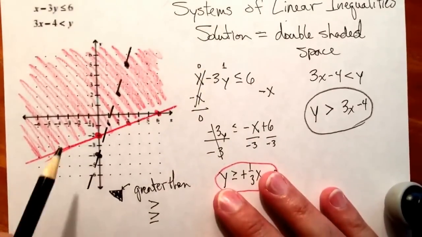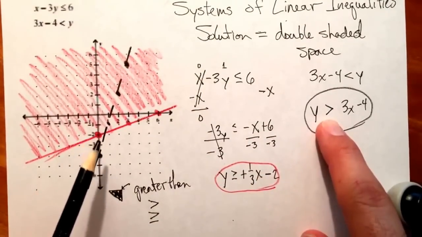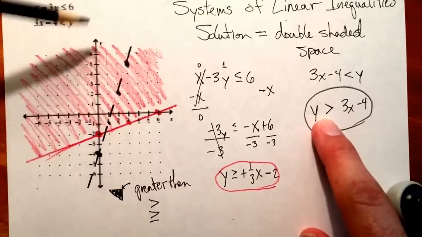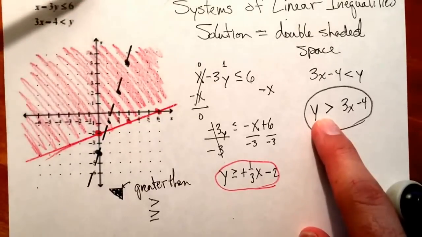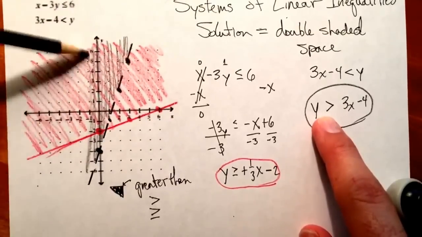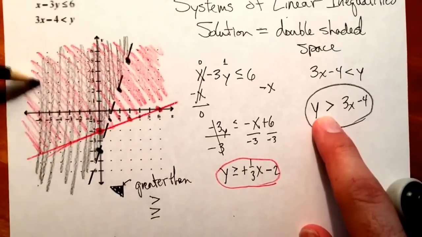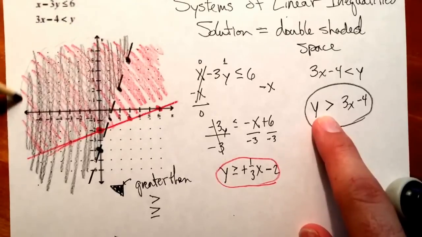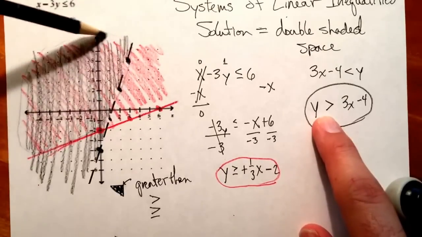Now I've got my dashed line. Is this going to be shaded up or shaded down? Greater than means up. So all of this up here needs to be shaded because it's going up. So all of this is shaded, and that means this is shaded. And we see the double shaded region is right in here.